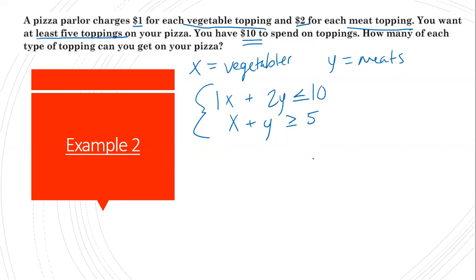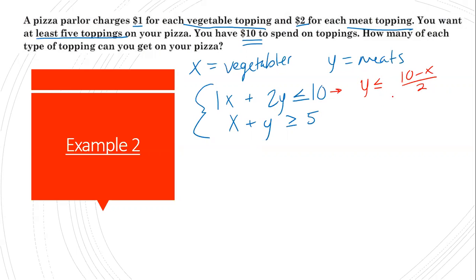And now we're going to keep going. So we created our system. The next step is to get the Y's by themselves. So if I need to get Y by itself in this one, I'm going to have to subtract X and divide by 2, right? So we know that Y is less than or equal to (10 minus X) divided by 2. In all honesty, because you're putting it into a calculator, this can stay like that.